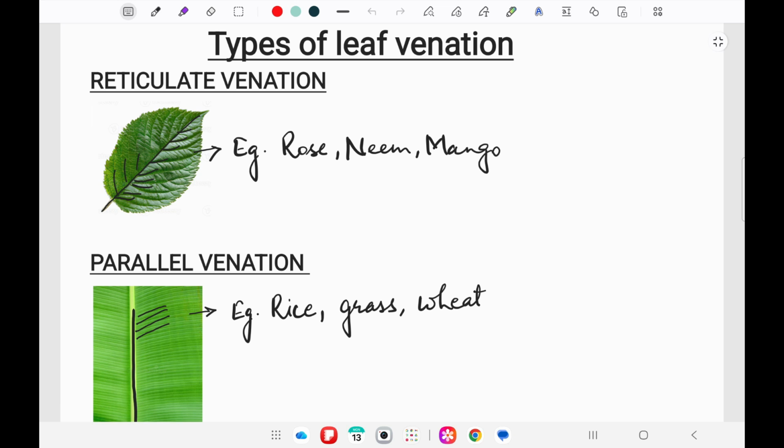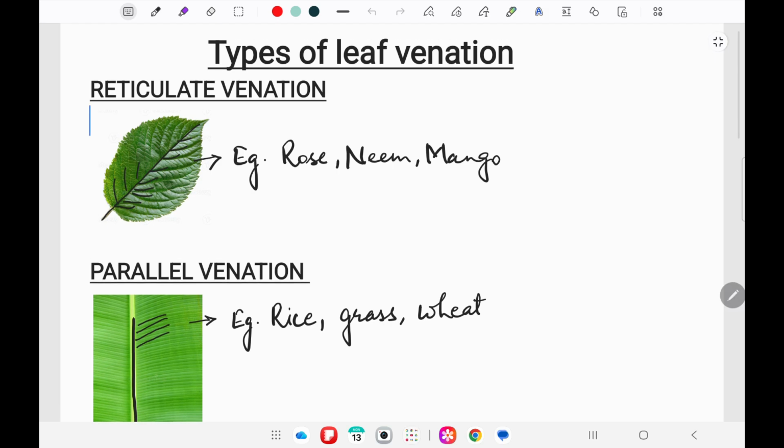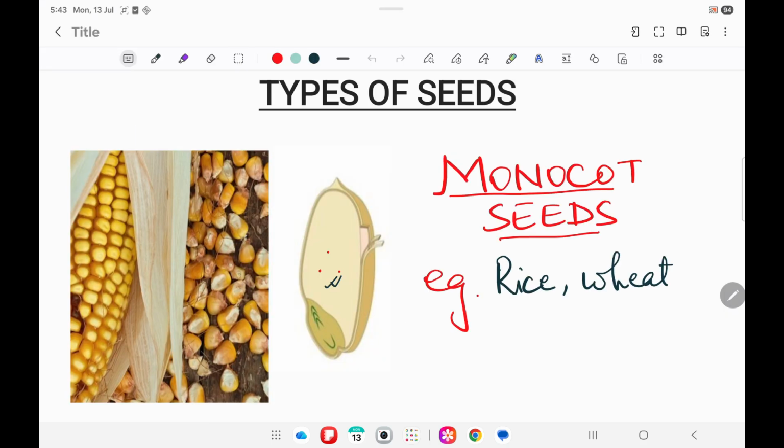We talked about reticulate venation. What is reticulate venation? Where the veins are arranged in a net-like fashion on the leaf surface. Examples are rose, neem, mango, etc. Then we talked about parallel venation, where the veins travel parallel to each other, as in case of rice, grass, wheat, etc.